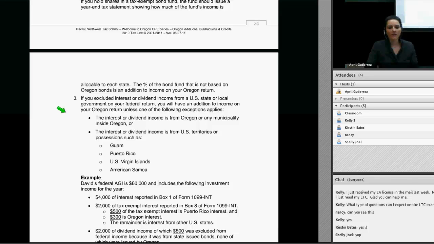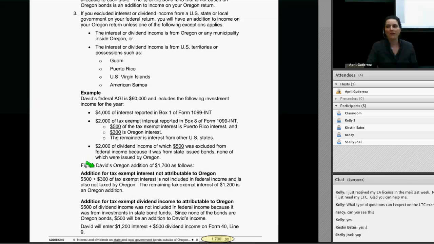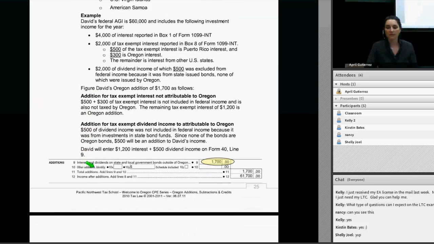Next item. If you excluded interest or dividend income from a U.S. state or local government on your federal return, you will have an addition to income on your Oregon return unless one of the following exceptions applies. The interest or dividend income is from Oregon or any other municipality outside of Oregon, or the interest or dividend income is from U.S. territories or possessions such as Guam, Puerto Rico, the U.S. Virgin Islands, and American Samoa. So here is an example.